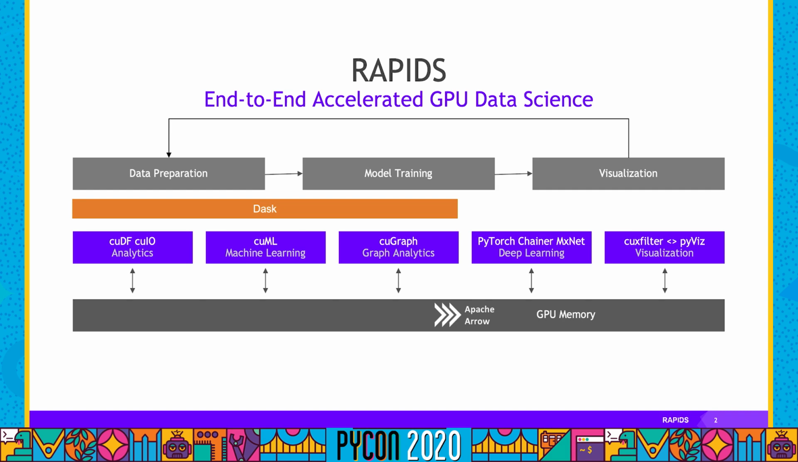When you look at what Rapids has, it actually has all of those components. Things that we use for analytics: cuDF, cuIO, ways to get data in and do feature engineering. Analytics that revolve around machine learning in cuML and graph analytics in cuGraph, as well as visualization tools like cuCrossFilter and the PyViz ecosystem, and supporting zero copy in-place integration with deep learning toolkits like PyTorch, Chainer, and MXNet.